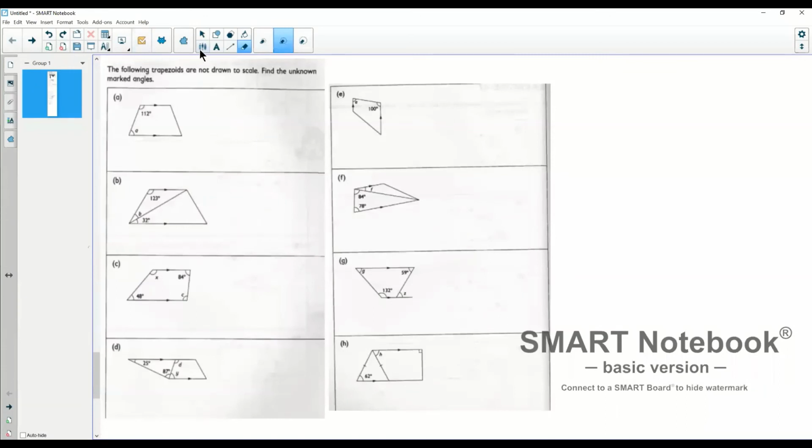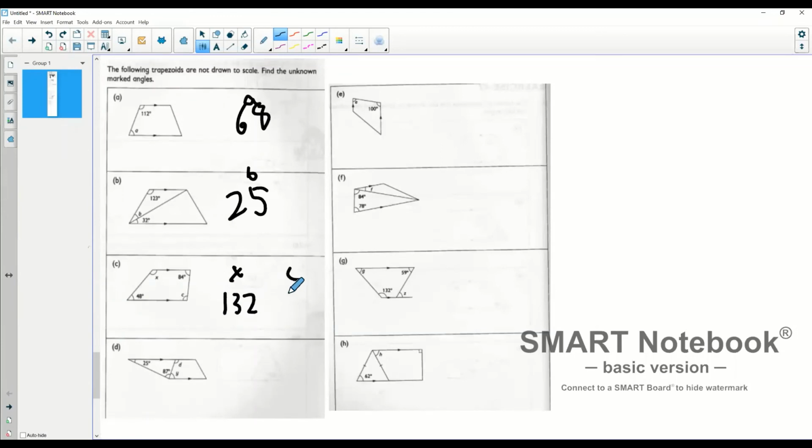Okay, so let's start off with A. This one's pretty easy. They just add to 180, we get 68. Number 2, these add up to 180. We already have 155. That means the last one is 25. I think. Give me a sec. Yeah, this one's 25. Next one. C goes with 84. Actually, I'll write which one I'm solving for. So X is 132, while C is 96.